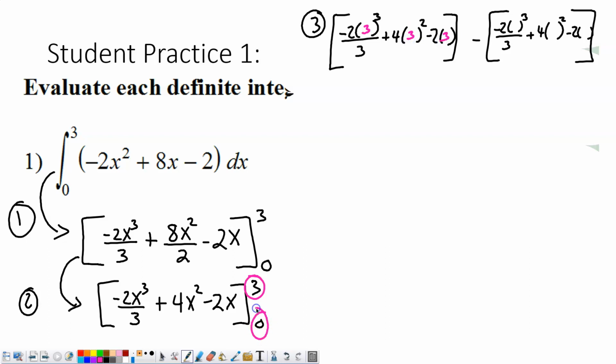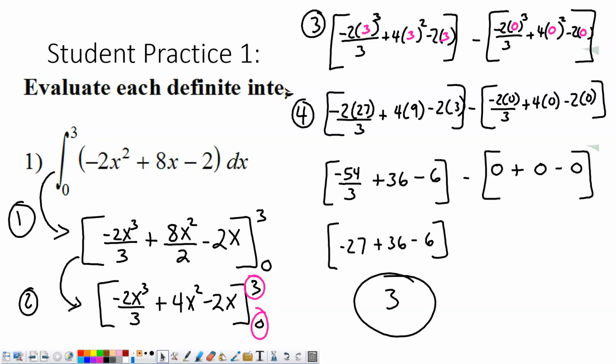The lower limit goes in second. You gotta love the zeros, guys. Zeros are amazing. It makes your life a lot easier. So now you guys get to try to simplify this thing. So go ahead and pause the video and see if you can take this all the way down to a final answer.